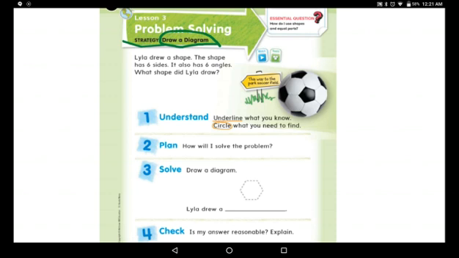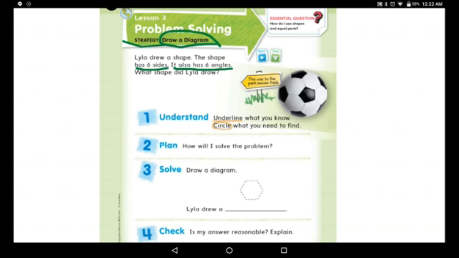Now, Layla drew a shape. The shape has 6 sides. It also has 6 angles. What shape did Layla draw?